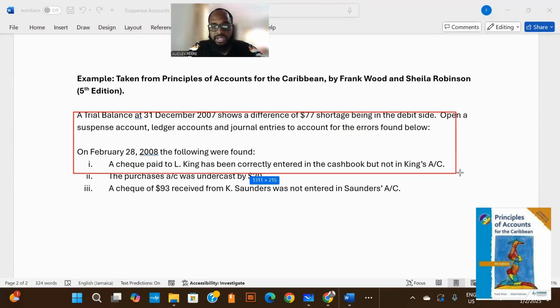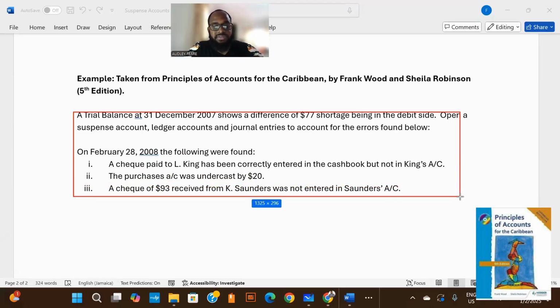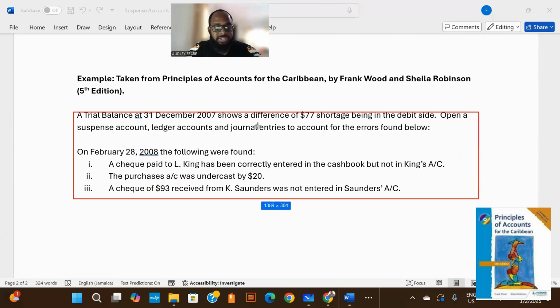One is a check paid to L King was not entered into L King's account. The other was that the purchases account was undercast by 20. And the last is that we received a check from K. Saunders that was not entered into K. Saunders' account. Interesting. So let us do this one now.